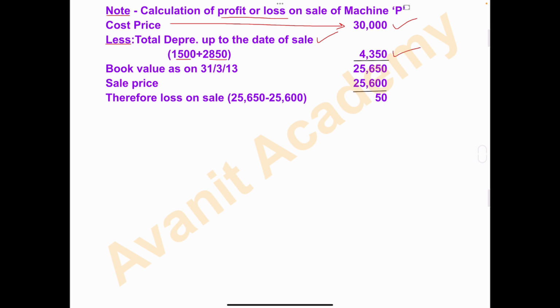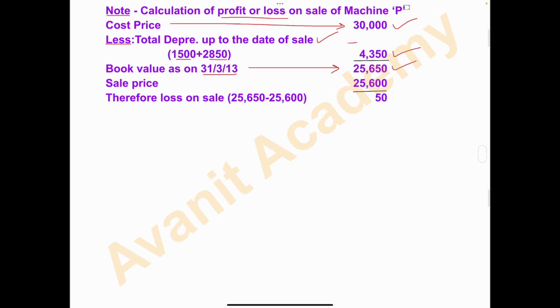Total is 4,350. Did you understand where I took this depreciation amount from? Refer to the machinery account. There I have written by depreciation account: 31st March 2012, depreciation amount is 1,500, and 31st March 2013, depreciation amount on machine P is 2,850. Total 4,350. From this 30,000 minus 4,350, remaining amount is 25,650. So the book value of machine P as on 31st March 2013 is 25,650.